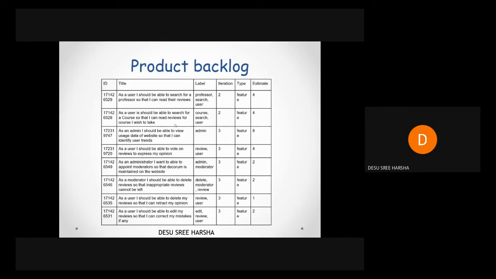First, a user should be able to search for reviews on the website to read the reviews on the professor. A user should be able to search for a course to read the reviews on that professor. An admin should be able to look at the usage data of the website to analyze the trends in his website.